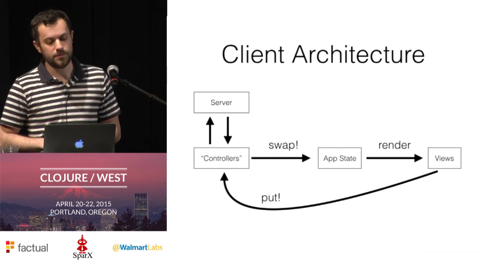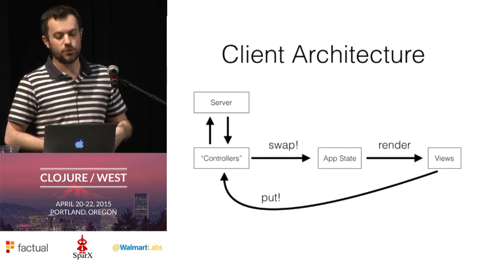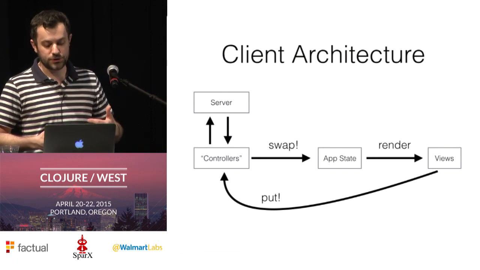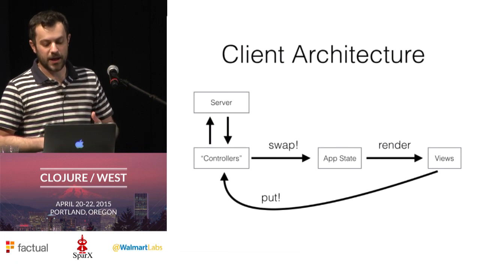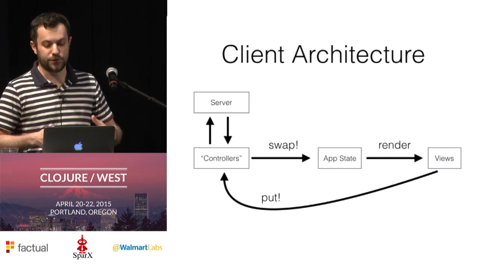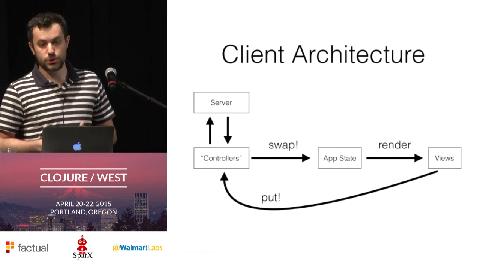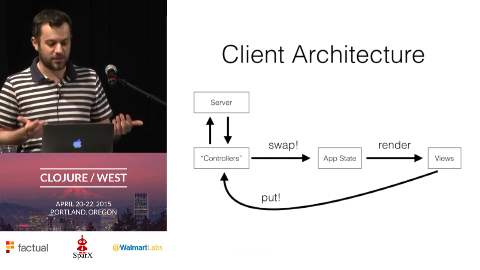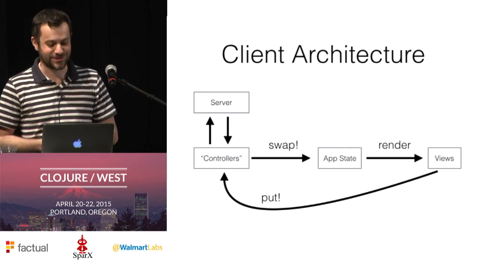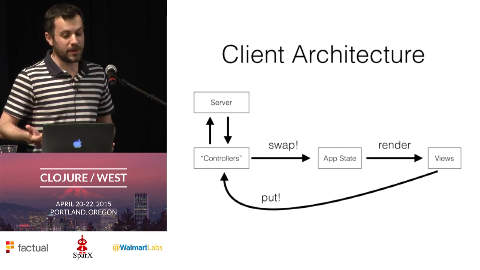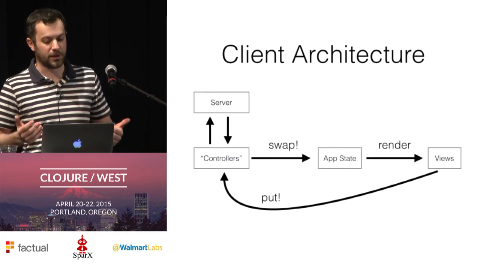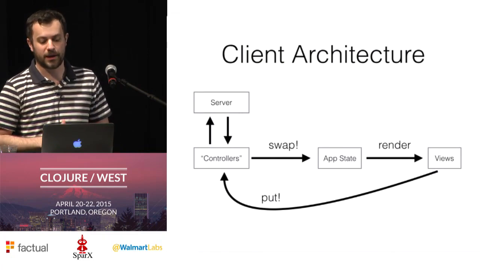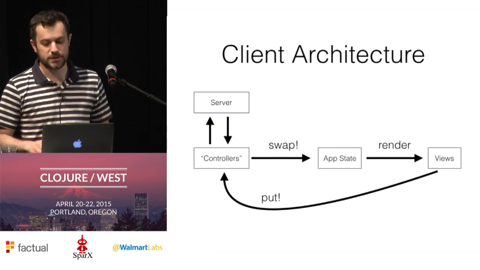So the architecture is basically, you have the server, and we have these things that we call controllers talking to the server. What the controllers do is they operate on a queue, and they process data, they talk to the server, and then the various controllers swap into a big global atom. This might sound familiar if you've been listening to all these React talks and Om talks. So we swap into the big global atom, that's our app state, and then we render the big old atom with our views. And then the views put things back on a queue, and they go back into the controllers, and the cycle repeats.